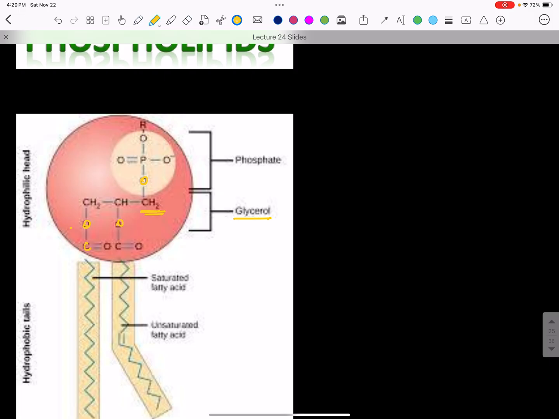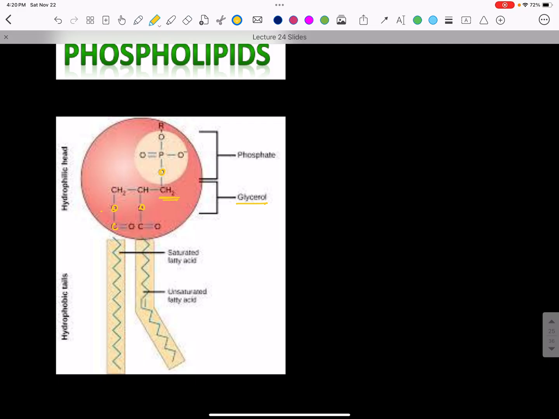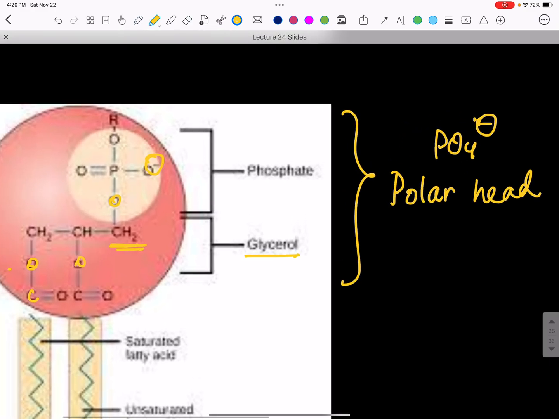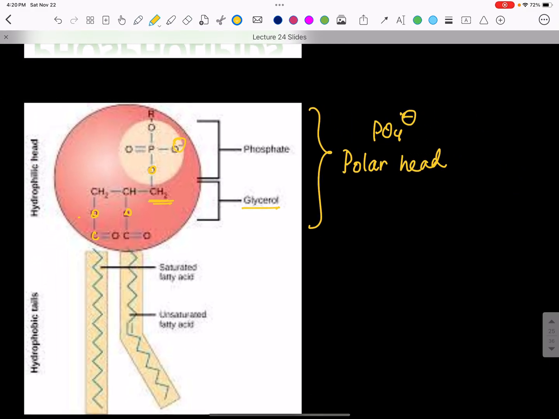So each of these phospholipids has what is called a polar head. This is a polar head because it contains the phosphate group, and the phosphate group is going to be negatively charged. So there will be 2 minus actually. So we have a polar head, which is the phosphate group right there.